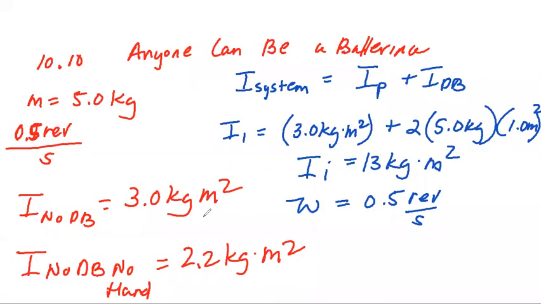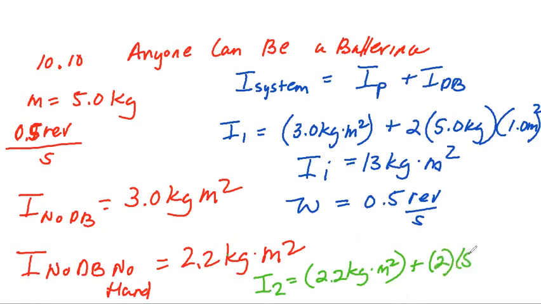Okay, now I2, with his hands pulled in, I2, our final, or whatever you want to call it, is going to be equal to 2.2 kg times meter squared, plus 2 times 5.0 kg, and then what was that distance? 0.2 meters quantity squared. And I2 is going to be equal to 2.6 kilograms times meters squared. All right, let me clean it up here and we'll continue.